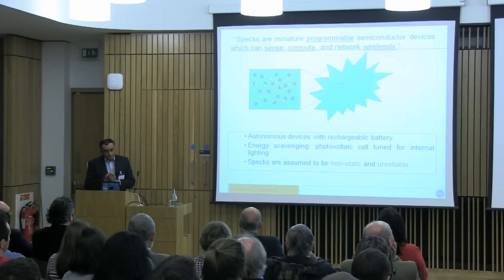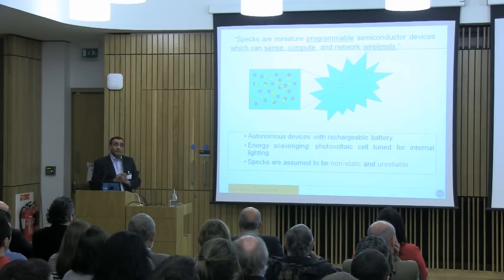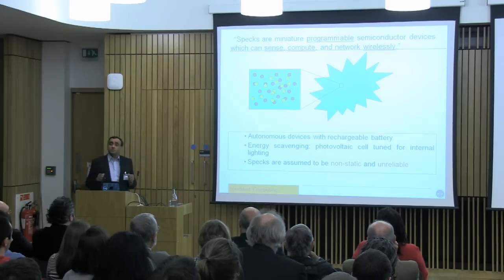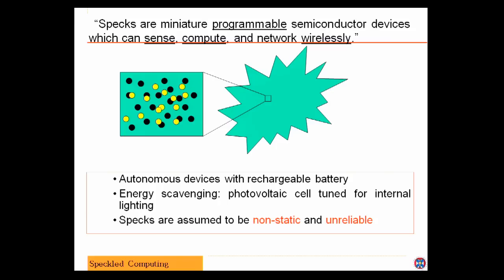Okay. And we also assume that these specs are non-static and also unreliable, because if you produce them in large numbers, you can't expect them all to be working all the time. The idea would be that you want to provide a certain quality of service, and how can you ensure that you have a sufficient number of specs which provide this quality of service, knowing that you have a certain attrition rate, that is, over time some of these specs would fall off, as it were, but you still need to provide the service.